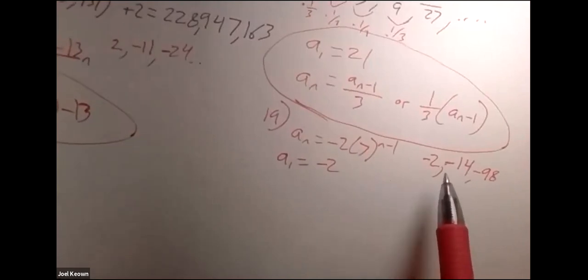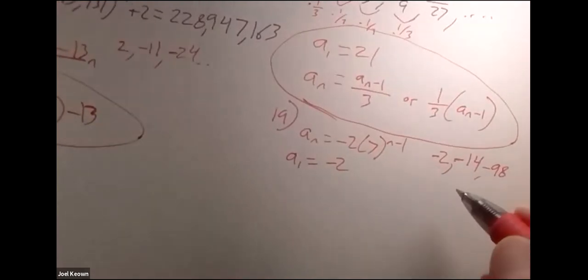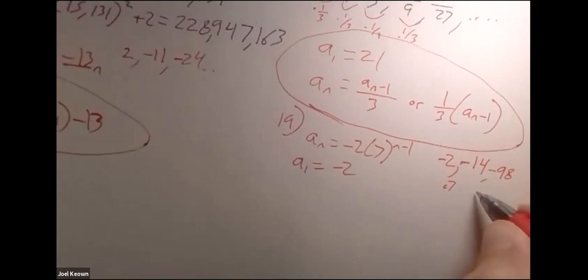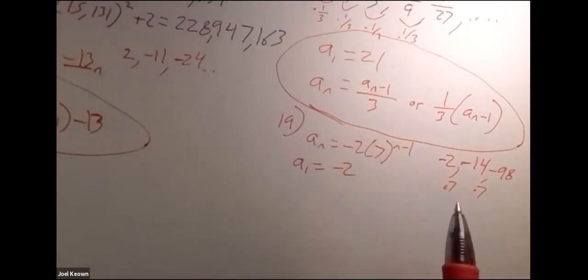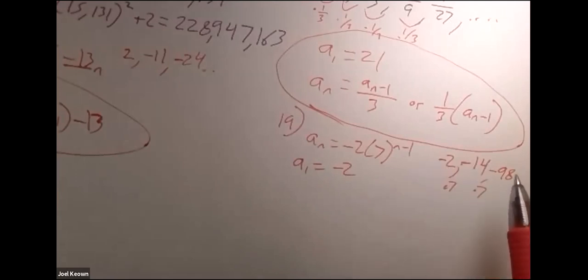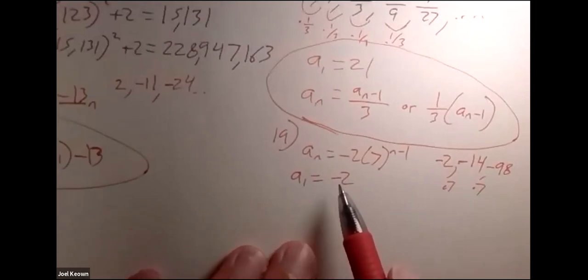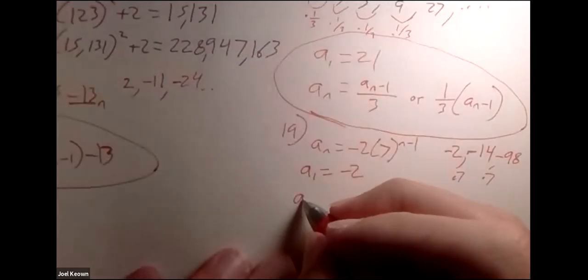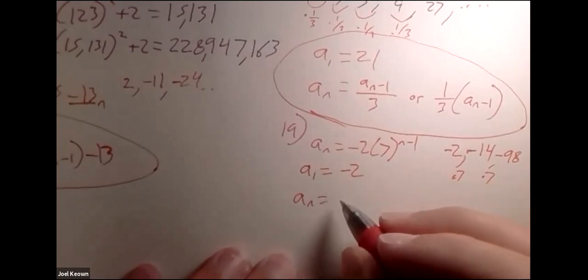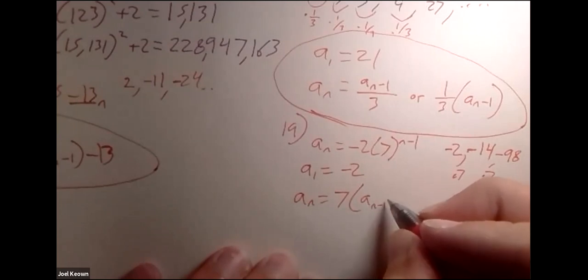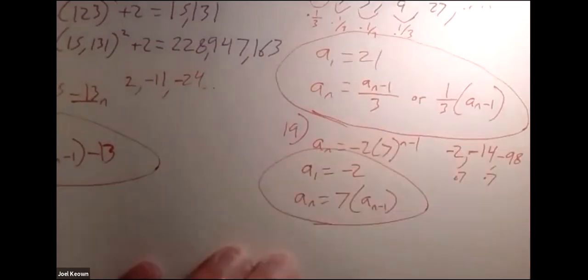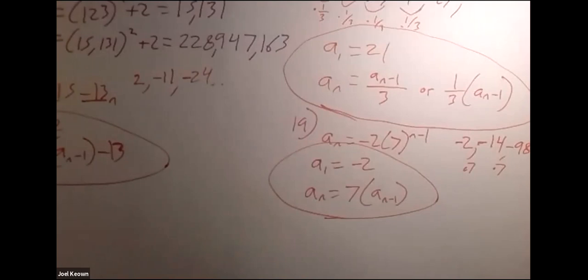Well, is there a pattern? And yes, I keep multiplying by 7, which makes sense because there's my R. This is a geometric sequence. And so I just keep multiplying everything by 7. So I'll say a sub 1 is negative 2. And my pattern is I take 7 times my previous term. Okay, so that's how we write recursive formulas.